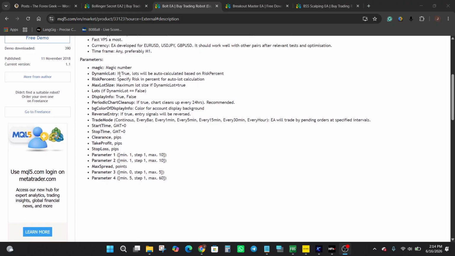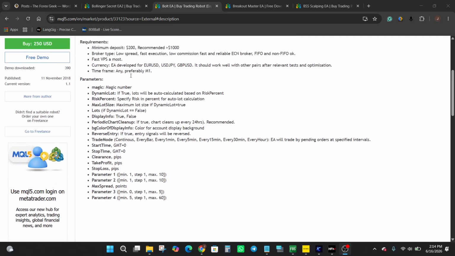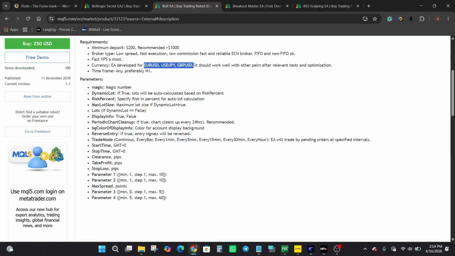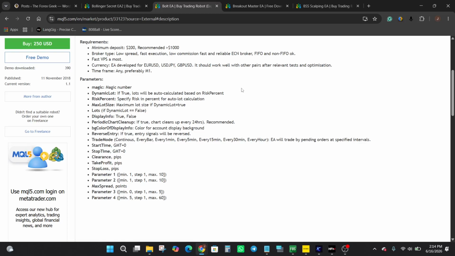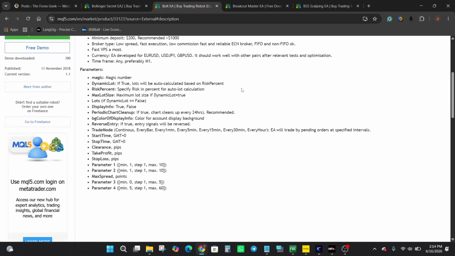Now, the recommended trading symbols listed are EURUSD, USDJPY, and GBPUSD. The EA can reportedly be used on other pairs as well, although the developer recommends conducting your own testing and optimization first. In terms of time frame, it can operate on any time frame, with M1 listed as the preferred option. Now, moving into the settings section, there are quite a few customization options available.